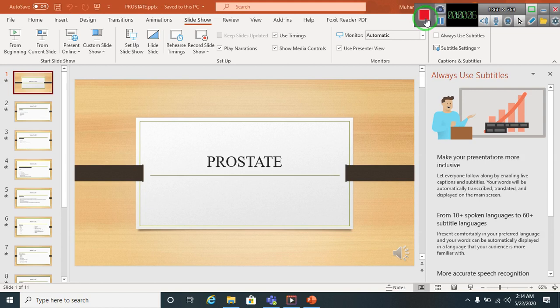Today's topic is benign enlargement of the prostate gland. Before starting about the benign enlargement of the prostate gland, we will discuss something about the prostate.